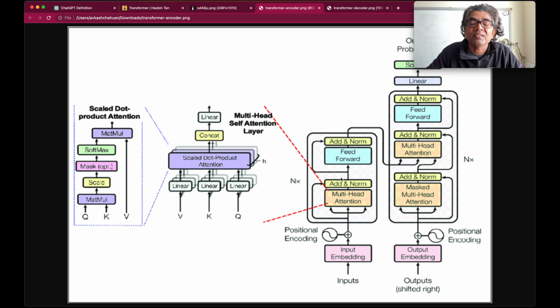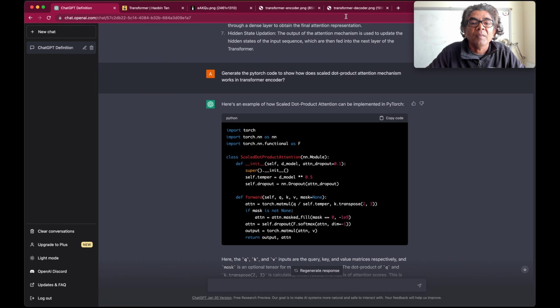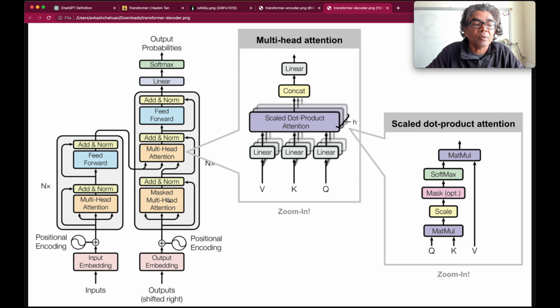Now let's understand the same thing for the decoder part of the transformer. I do have an image which talks about the multi-head attention, how it's usually implemented in the decoder, but the image is pretty much the same. Everything is happening in pretty much a similar way. The scaled dot product attention is implemented in the multi-head attention, and here is the code for scaled dot product attention.